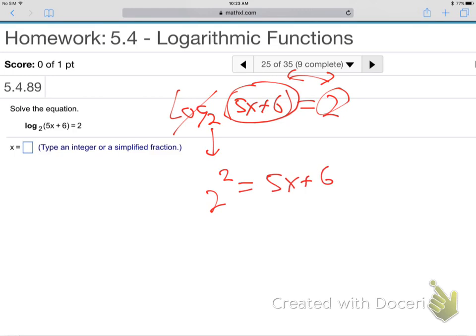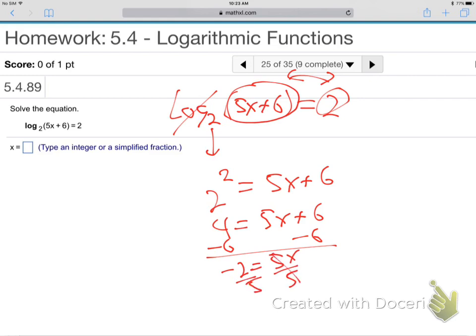Is that making sense on the switcheroo when you cross off the log? So 4 is 5x plus 6. Now just subtract 6. Negative 2 is 5x. Divide by 5. There it is, minus 2/5. Is that okay? Whenever we cross off a log, the base stays put, but all the other stuff switches positions. Instead of 2 to the 5x stuff, it's 2 to the 2, and the 5x stuff goes the other side. Then you just solve.